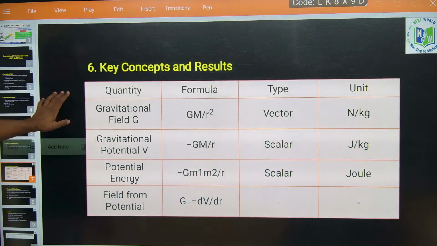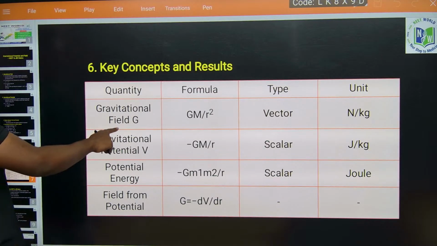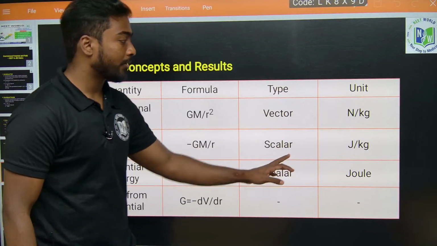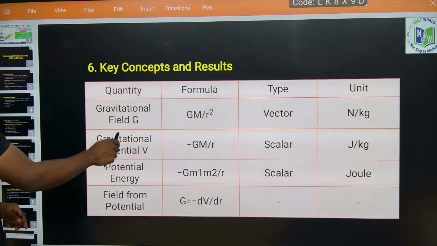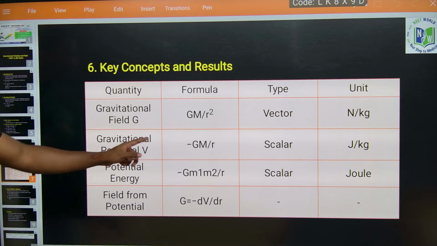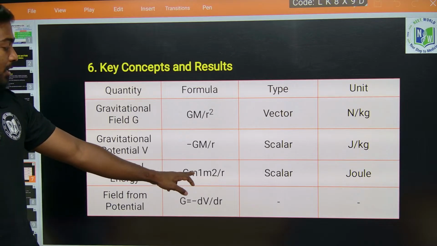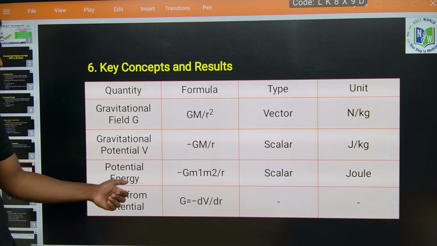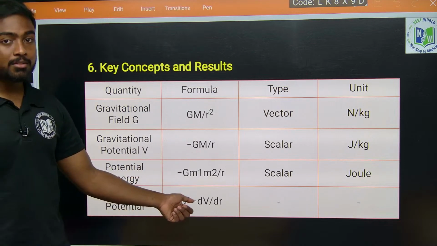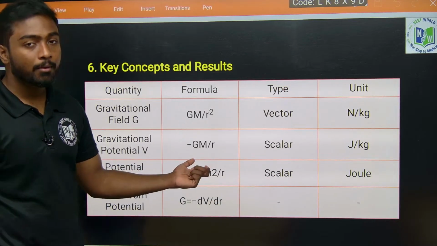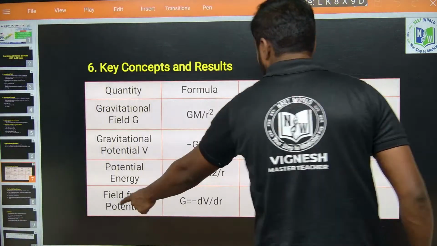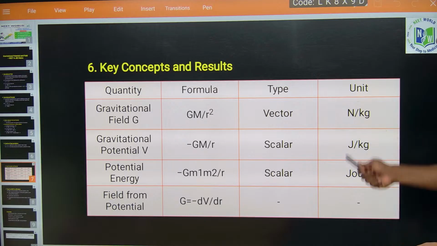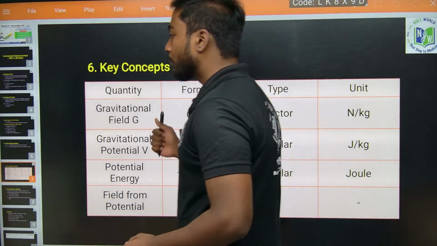So once again we will see the key concepts and results. The gravitational field formula and its type, which type they have given, vector or scalar, and the unit also they have mentioned. Okay. So gravitational field is GM by r square, gravitational potential is minus GM by r, potential energy is minus G m1 m2 by r, with the minus sign for potential and potential energy, and the field from potential is g equals to minus dV by dr. It's like we take the gradient. For the field there is no type mentioned, whether scalar or vector, and unit also is not there. You can take a note of this.